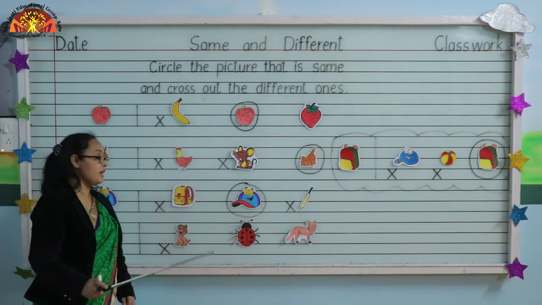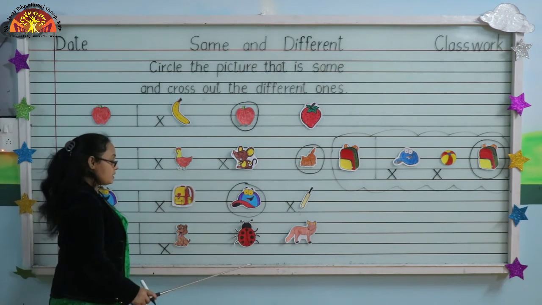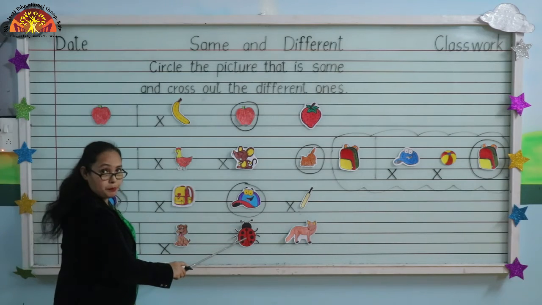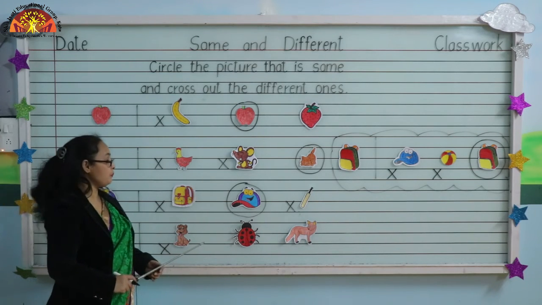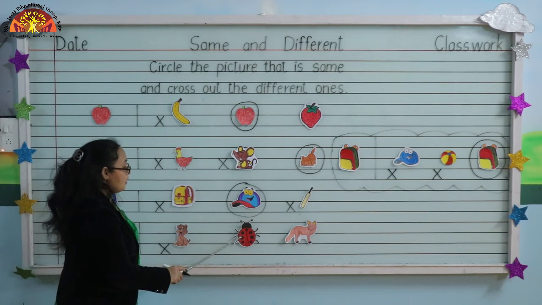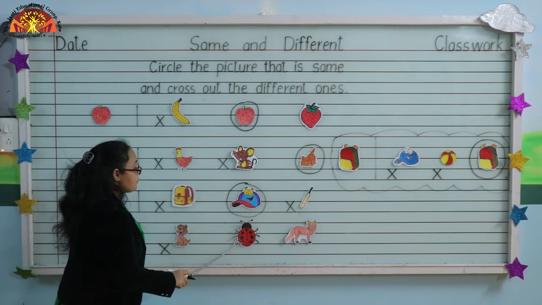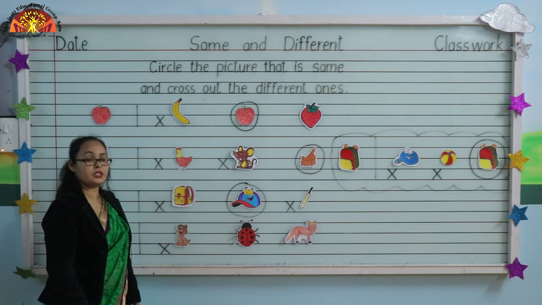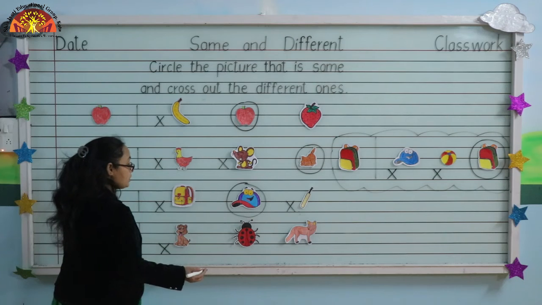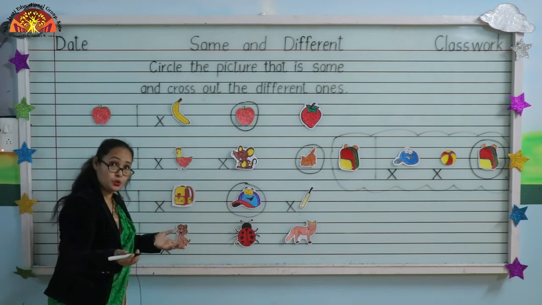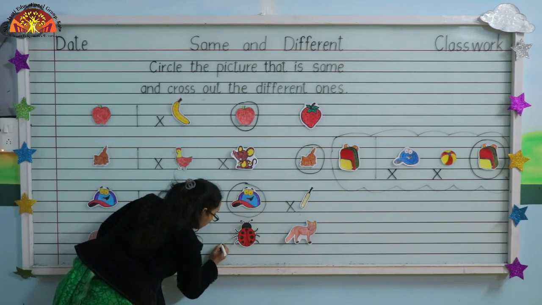Now we will see next one. Kids, is this a same picture? No, this is a ladybug and it is different in color and size. So kids, cross the picture which is different. So put the cross like this.